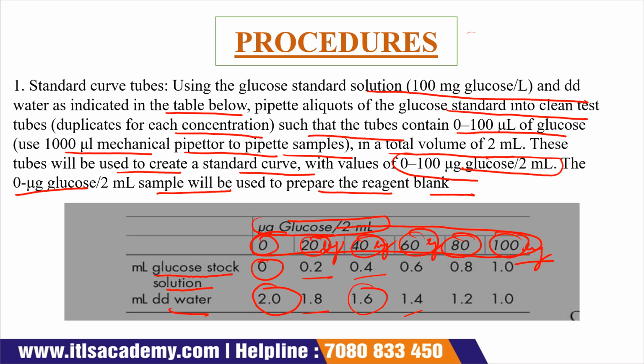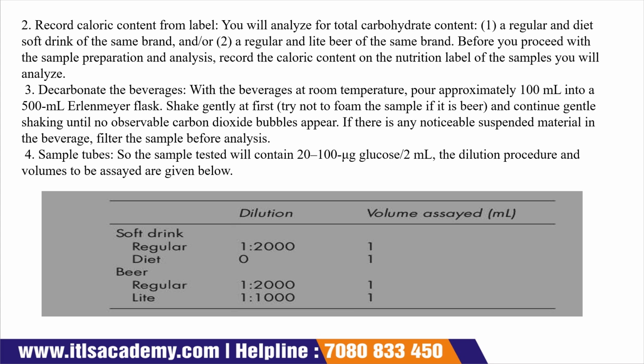In this way we have prepared the microgram glucose solutions per 2 ml. Now after that we have to record the caloric content from the label. You will analyze for total carbohydrate content.